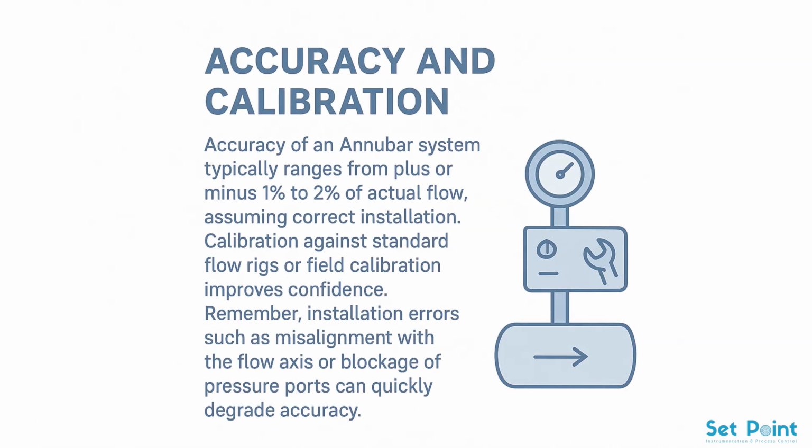Accuracy and calibration. Accuracy of an Annubar system typically ranges from plus or minus 1% to 2% of actual flow, assuming correct installation. Calibration against standard flow rigs or field calibration improves confidence. Remember, installation errors such as misalignment with the flow axis or blockage of pressure ports can quickly degrade accuracy.